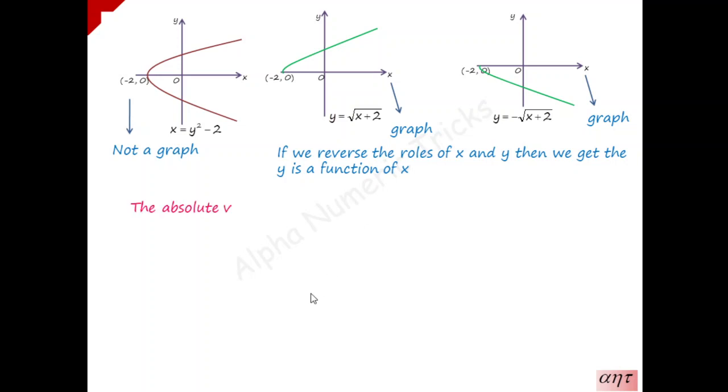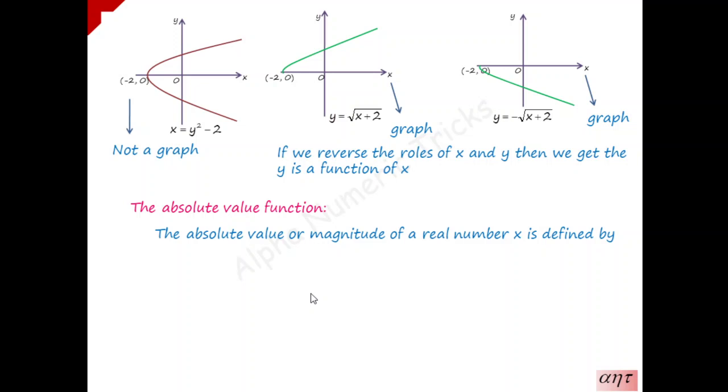Now we will see what the absolute value function is. What is the absolute value function? The absolute value, or magnitude, of a real number x is defined by modulus of x equals x if x is greater than or equal to 0, and equals minus x if x is less than 0.